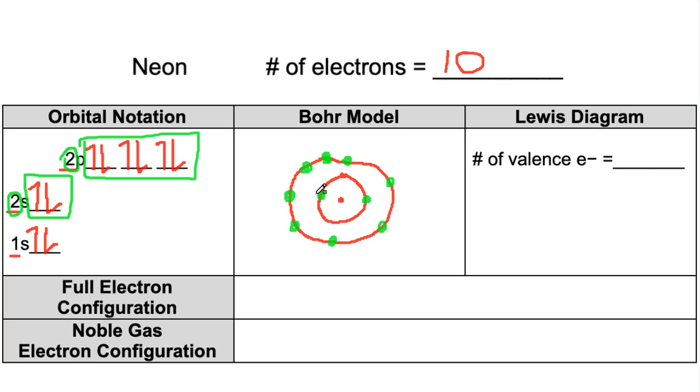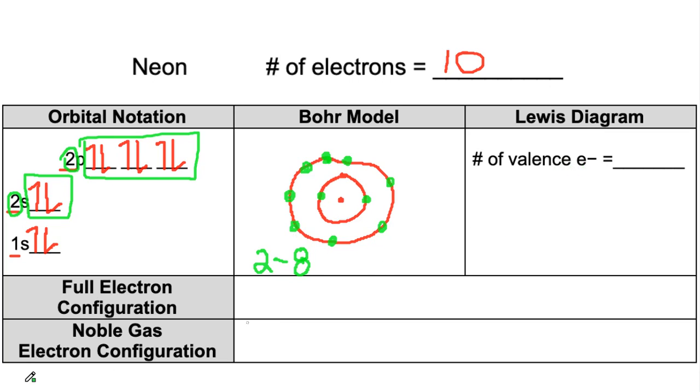Okay, and now we can actually state what I call the shell configuration. Okay, in the first energy level, there are 2 electrons, and in the second energy level, there are 8 electrons, represented as 2-8. 2 electrons in the first energy level, 8 electrons in the second.